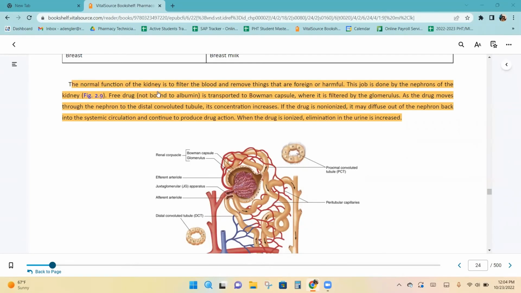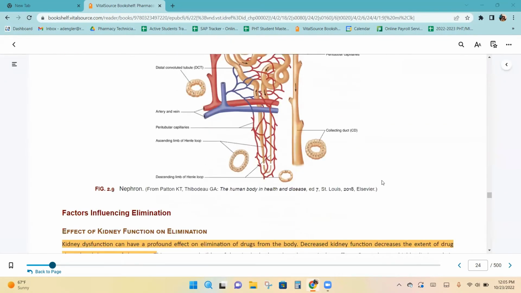The normal function of the kidney is to filter the blood and remove things that are foreign or harmful. This job is done by the nephrons of the kidney. Free drug, which is not bound to albumin, is transported to Bowman capsule where it is filtered by the glomerulus. As the drug moves through the nephron to the distal convoluted tubule, its concentration increases. If the drug is non-ionized, it may diffuse out of the nephron back into the systemic circulation and continue to produce drug action. When the drug is ionized, elimination in the urine is increased.